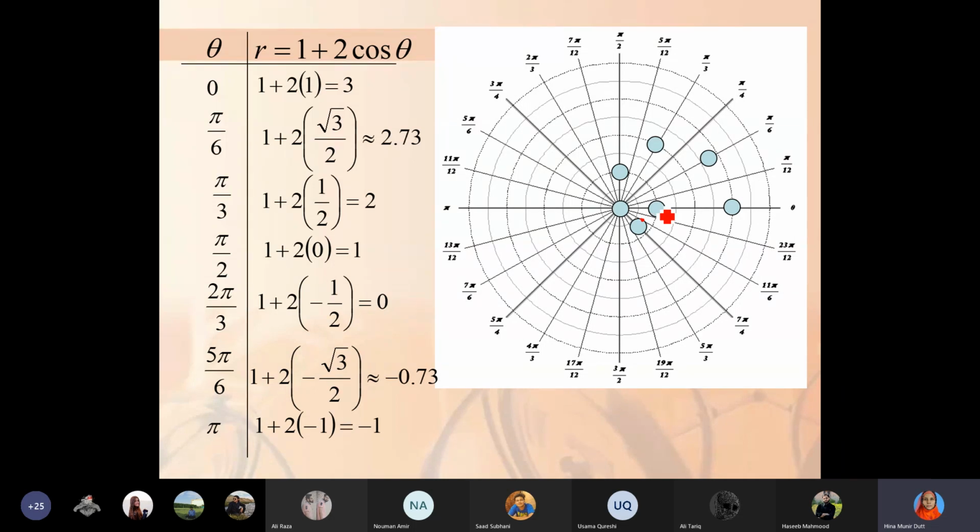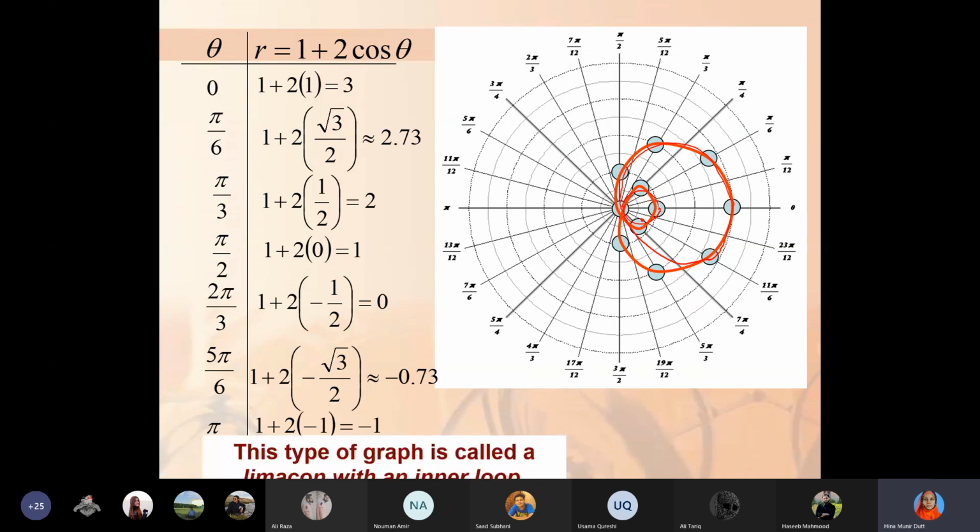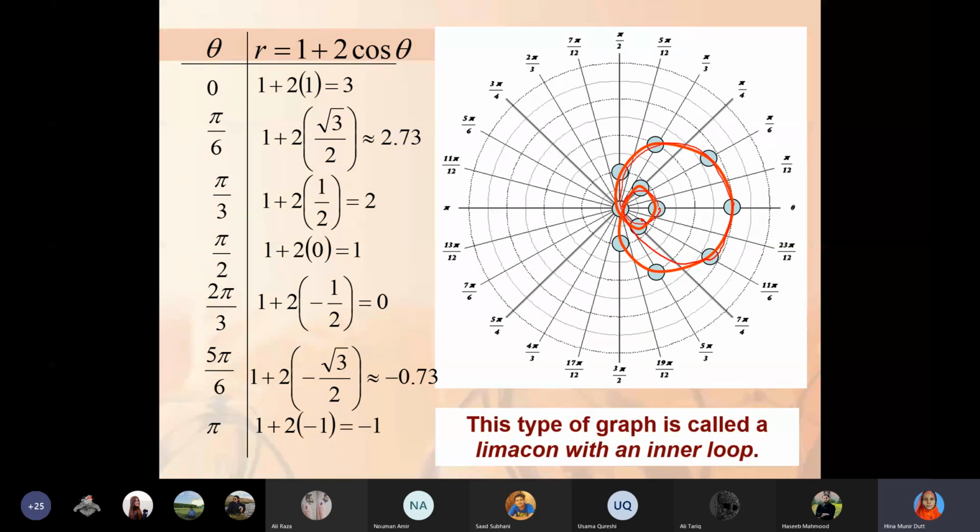Or first I will draw this curve, this curve, this, and then by using the symmetry I will take the image of this curve. This is this and this curve. You will get this curve. So this curve is called Limaçon with an inner loop.